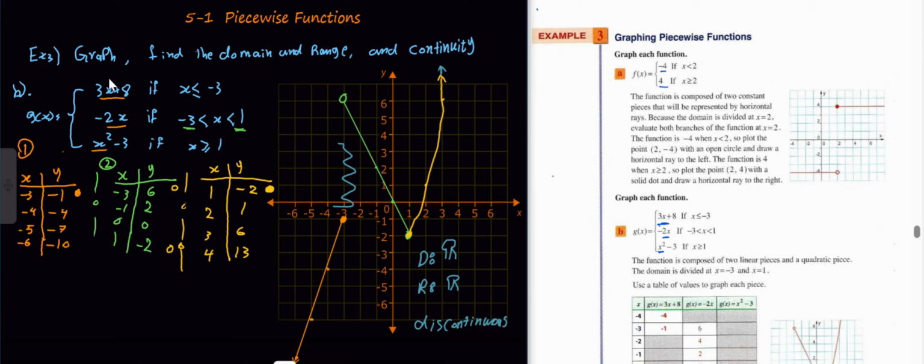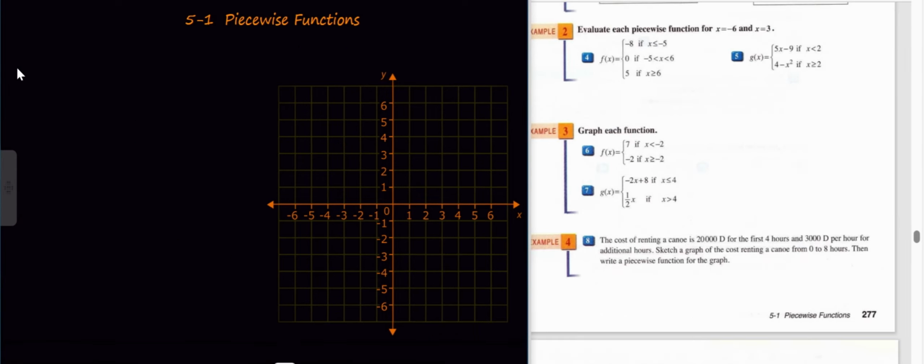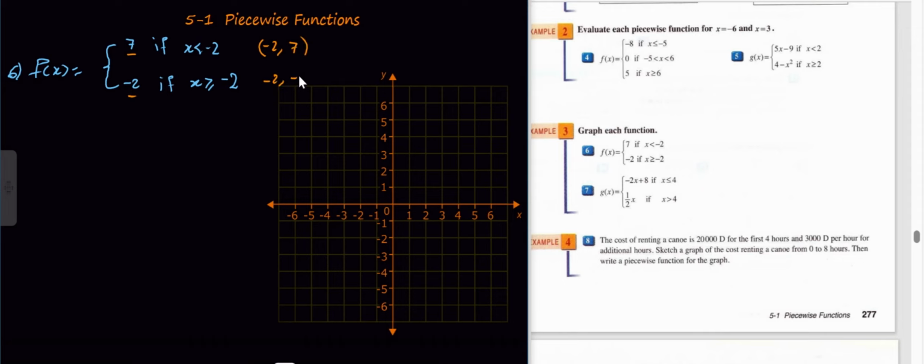We will graph another one in, for example, 3. To graph this function, because we don't have x, just a number, we are just going to take points. We have negative 2 for x and 7 for y, and we have negative 2 again for x and negative 2 for y. So for negative 2 with 7, here is 7.